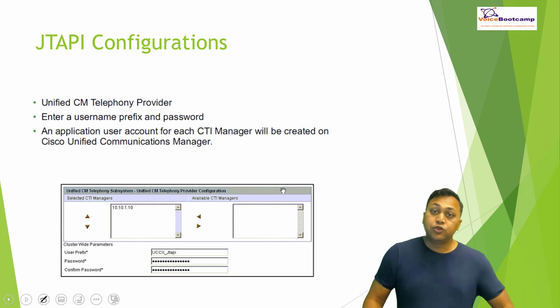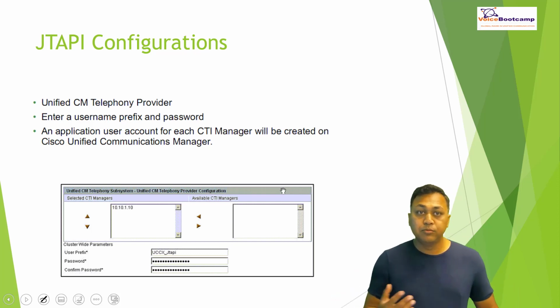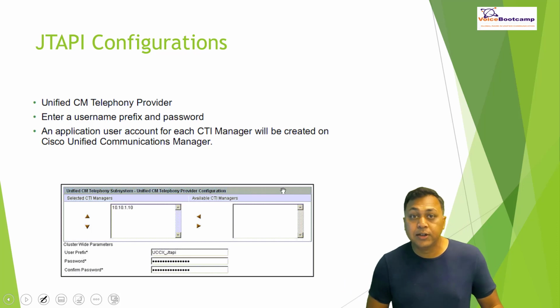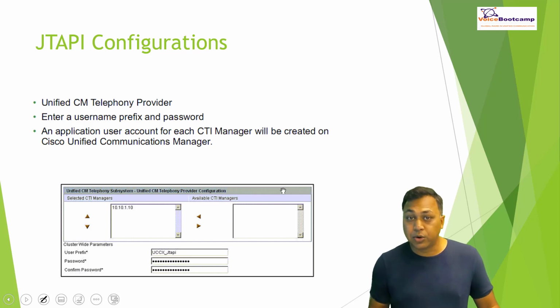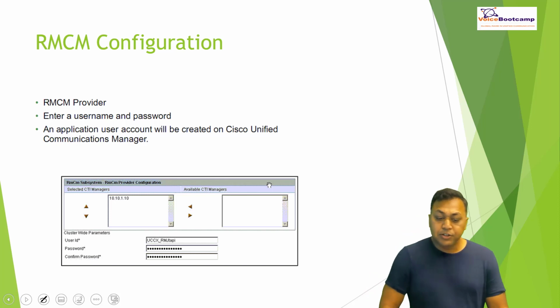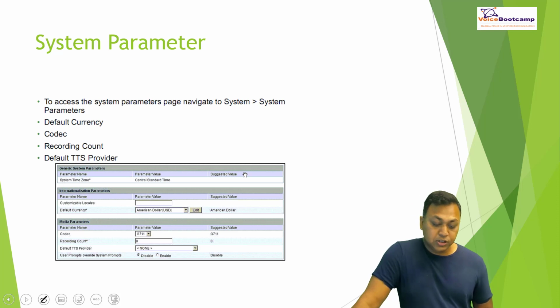JTAPI configuration, I've shown you that you could change the JTAPI users and the password as well as the IP address. Sometimes what happens is you may have two IP addresses already there, primary and secondary, but you realize that one of your servers you need to take offline for maintenance purposes. You may want to come into this page and remove that server from the list so that in case that server failed to come back online or is down for a long period of time, it doesn't affect the call processing. RMCM, same concept.